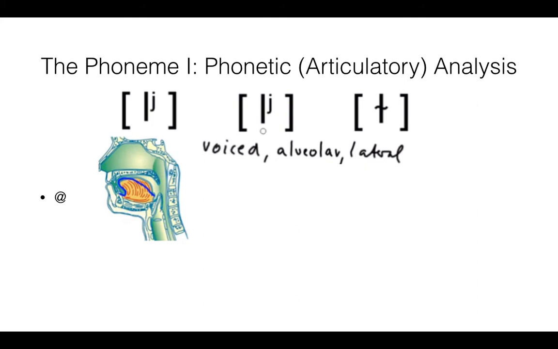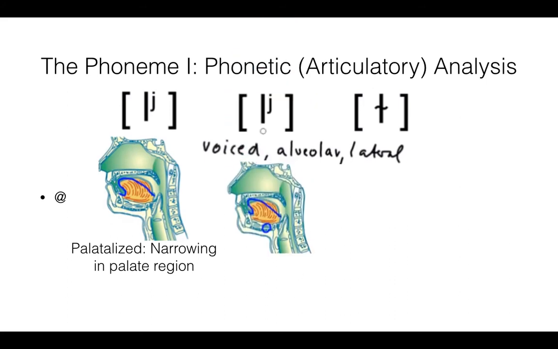Then the other one is palatalized. That is to say, in this region, in the palate region, there is narrowing. The tongue and the palate come like this. Narrowing. So it is palatalized. The other one, look at the tongue again. It's the same because it is palatalized. The palate and the tongue almost touch each other, but they don't touch each other, right?